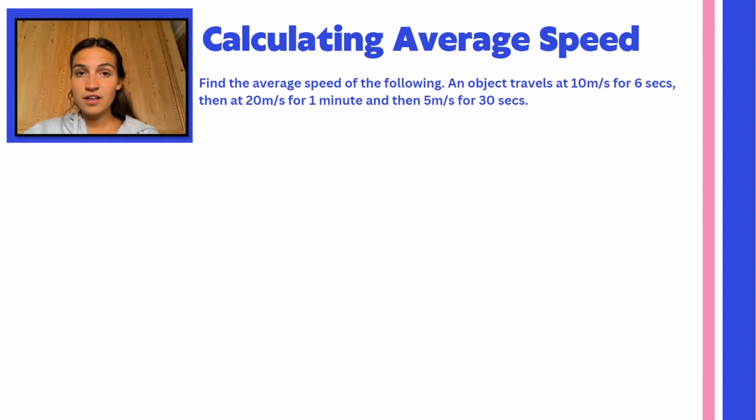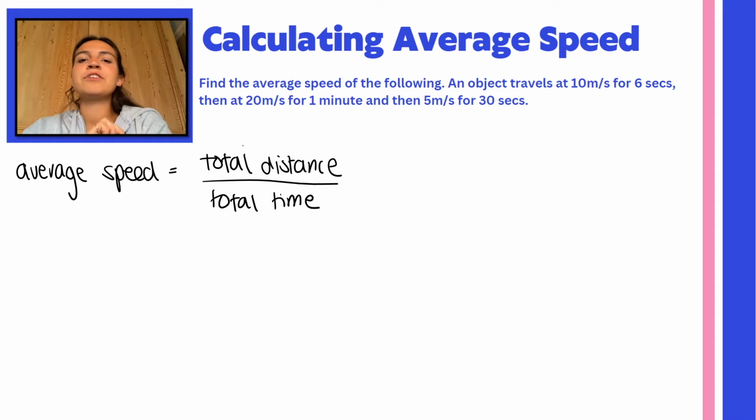Okay, now we're going to look at dealing with calculating average speeds. So we've got to find the average speed of the following: an object traveling at 10 meters per second for 6 seconds, then 20 meters per second for a minute, and then 5 meters per second for 30 seconds. So first thing to do, write down my equation. Average speed is total distance divided by total time.